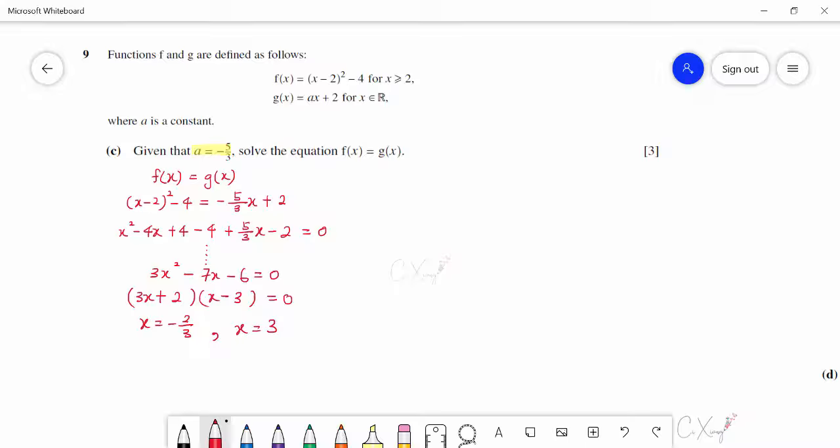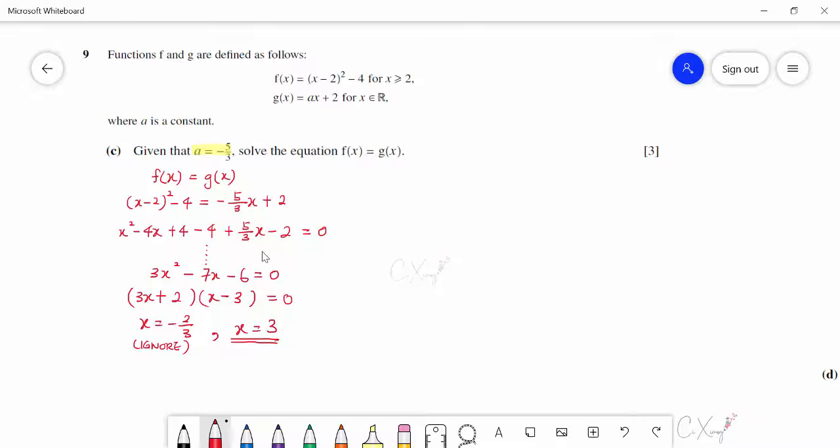Okay, but for these two values that we get, we actually only accept one answer. So which is the answer that we'll accept? We'll accept only x equals 3, and we will ignore this one. Why do we need to ignore the value x equals negative 2 over 3?